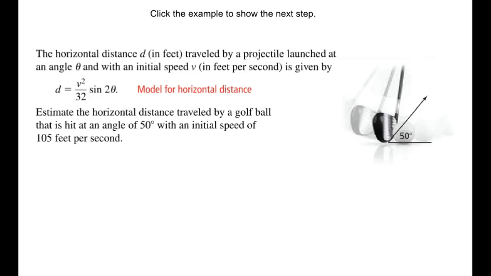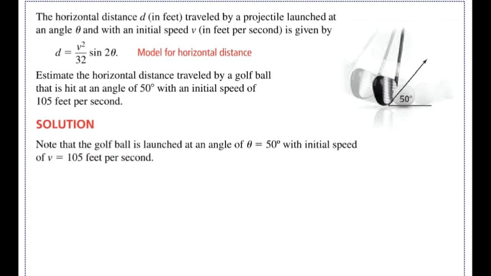So here's kind of a real-world example. The horizontal distance in feet traveled by a projectile launched at an angle theta with an initial speed v in feet per second is given by this equation. So I've got d equals v squared over 32 sine of 2 theta. So now I'm going to estimate the horizontal distance traveled by a golf ball that is hit at an angle of 50 degrees with an initial speed of 105 feet per second.